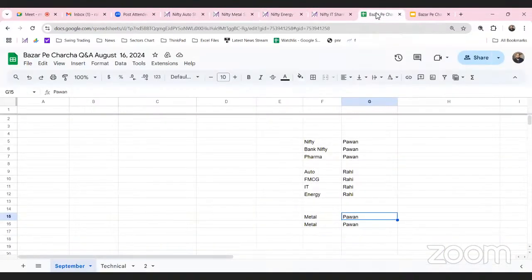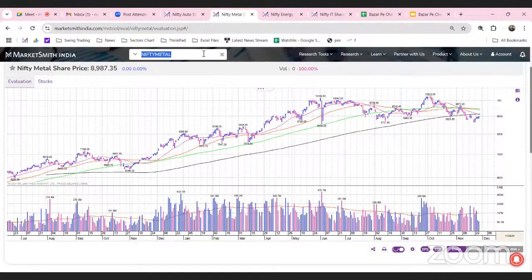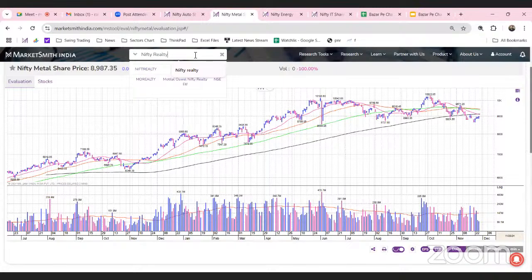Next is Rahib. Can you please help again, please? Next index is... I think the next pending index. I think we have already covered everything, or what? Hello, I think Rahib. Yeah. One more index is left, I guess. Which one is there? Okay, we'll discuss. Would you like to talk about Nifty Realty? Yes, Nifty Realty.